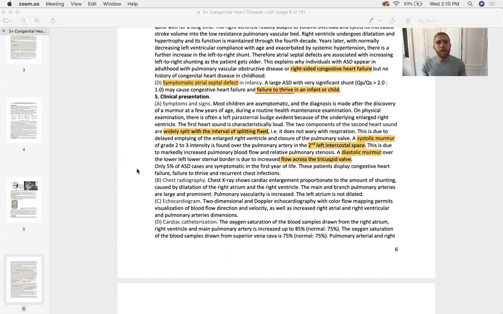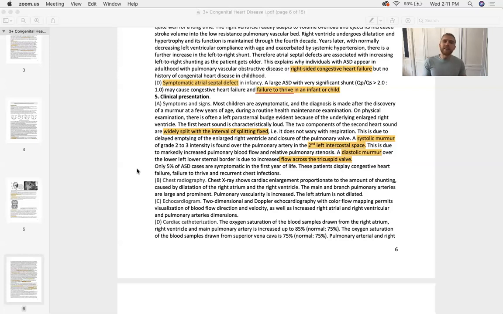So whenever you have a volume overload on your right heart, as you would see in your atrial septal defect, you can expect a widely split and consistently split P2, which means that it's not going to vary with inhalation or exhalation. And the reason it's not going to vary is because it would vary if the right ventricle pumped out all of its blood every single contraction. But because the right ventricle is volume overloaded, it's just getting out as much as it can. It's getting out 90% of what it should be getting.